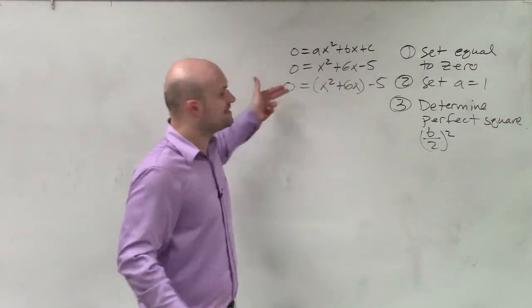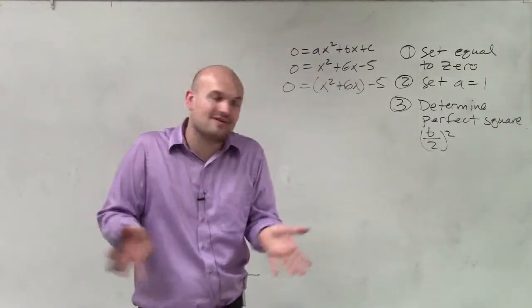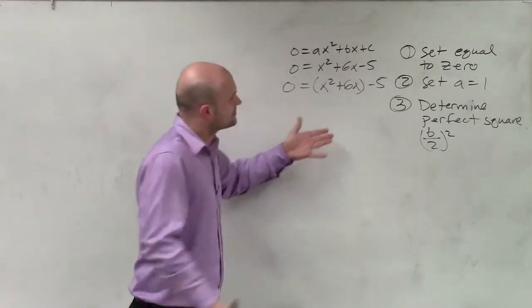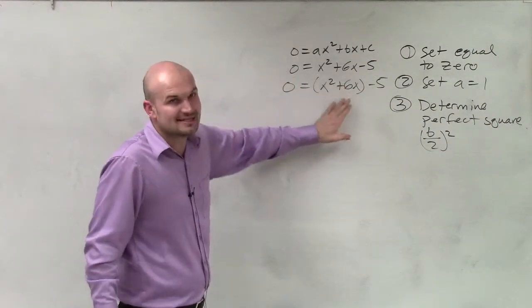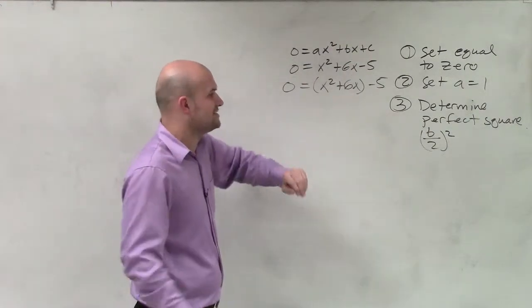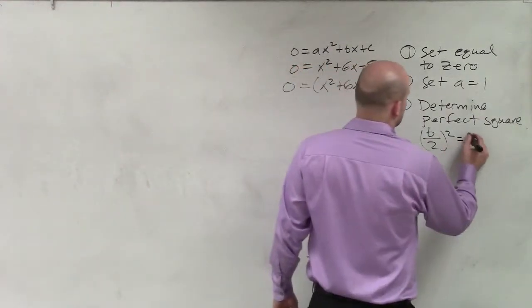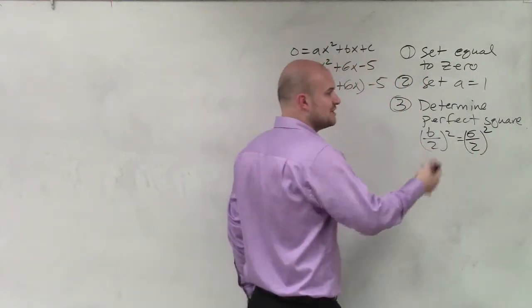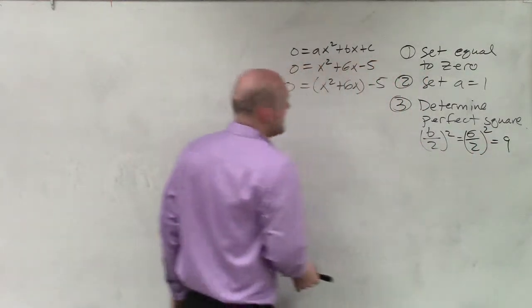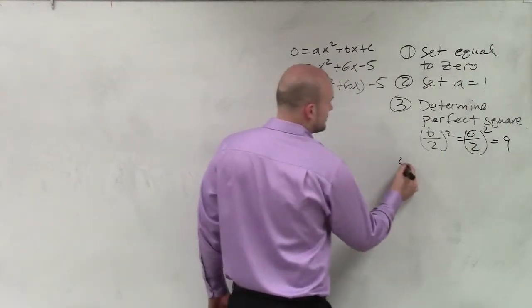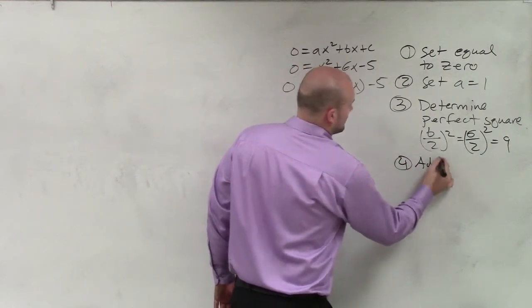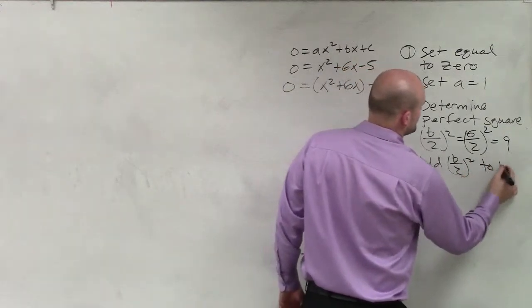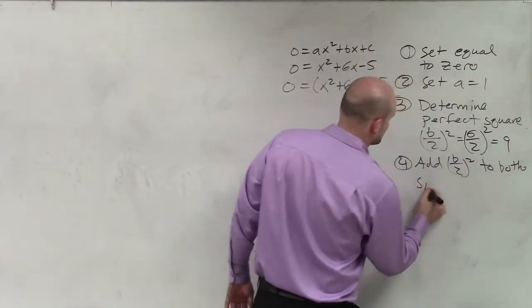Some people like to add the negative 5 to the other side. That's perfectly fine. I do it different ways. But what I want to do here is take b divided by 2 and square it. So I take 6 divided by 2 and square it. Well, 6 divided by 2 is 3. 3 squared is 9. Then what I do is I add b divided by 2 squared to both sides.